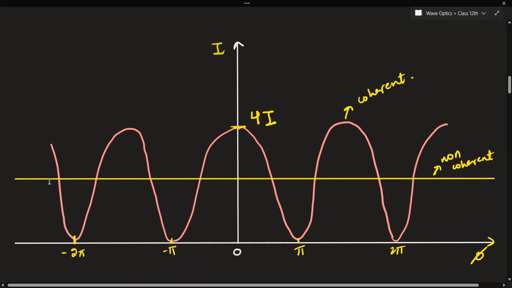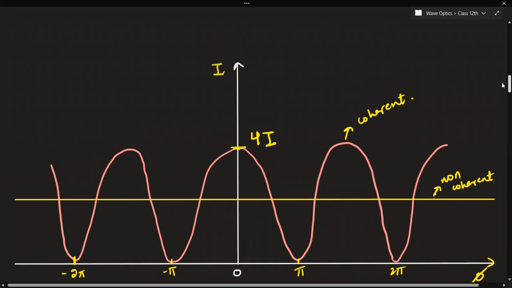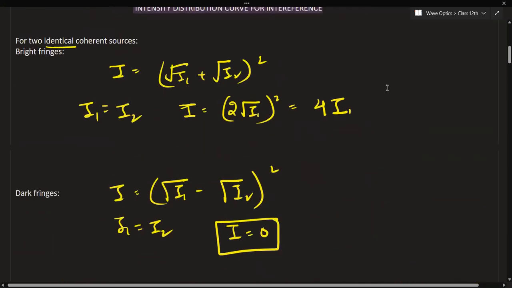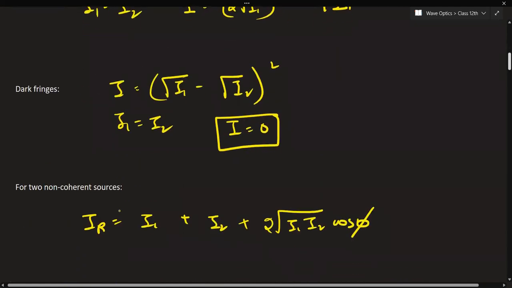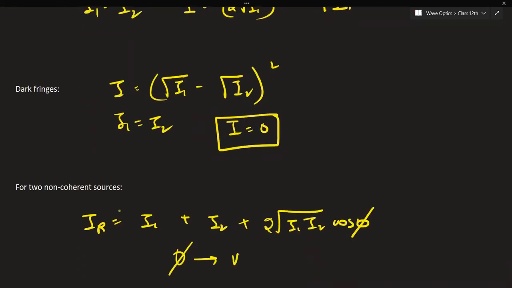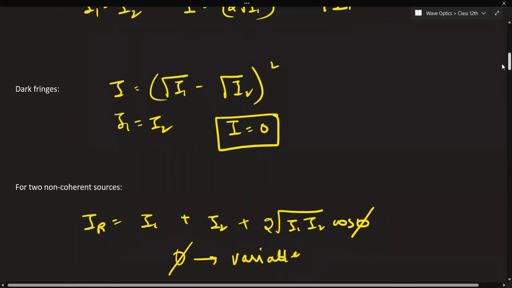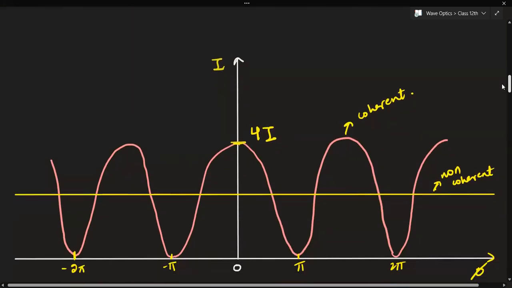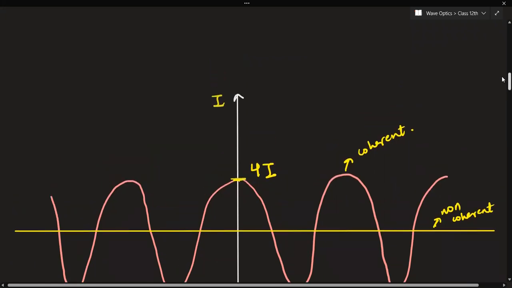For non-coherent sources, you plot a direct graph because it is independent of phase, not variable. It is actually variable for the coherent sources. Here you cannot see any phi. So depending upon whatever values you have, you will have different values for non-coherent sources. For all the angles it will have a similar value, because the concept of bright and dark fringes is lost.